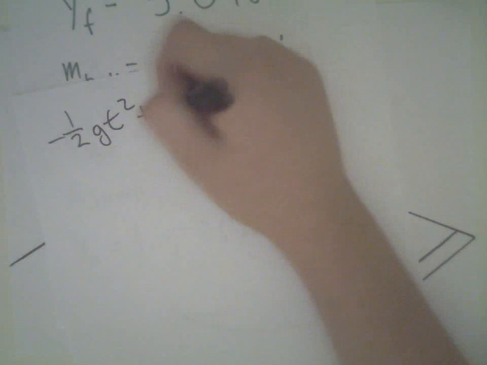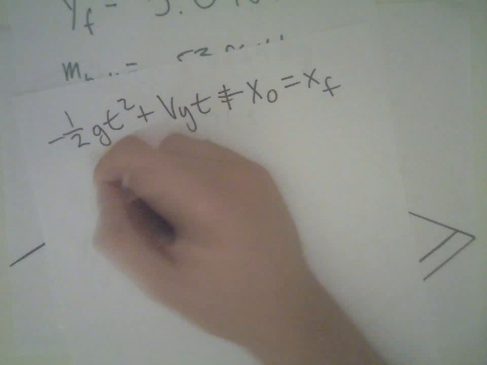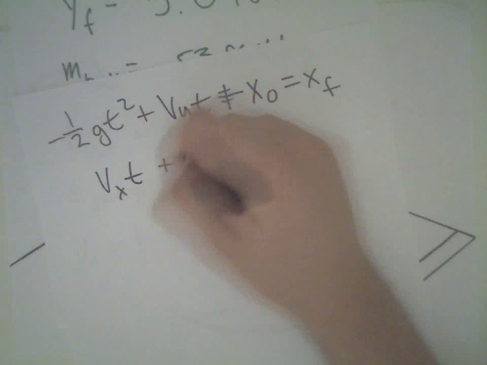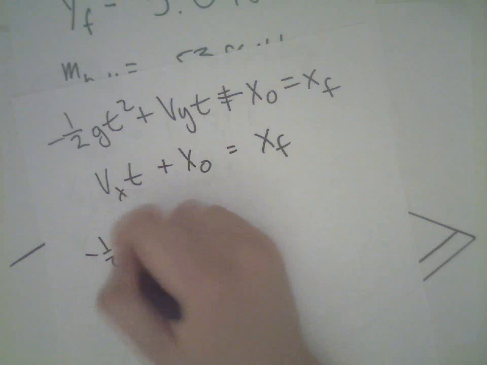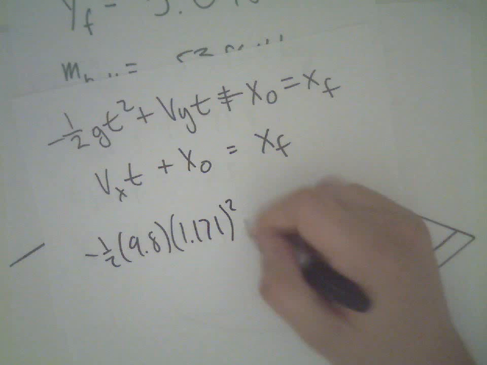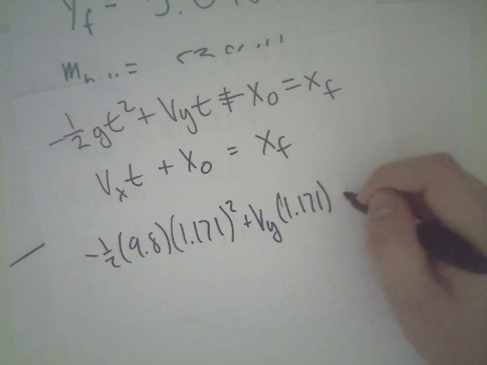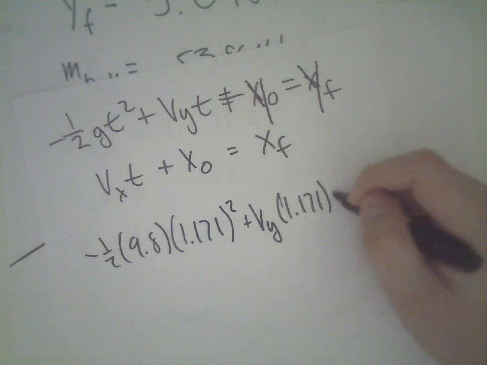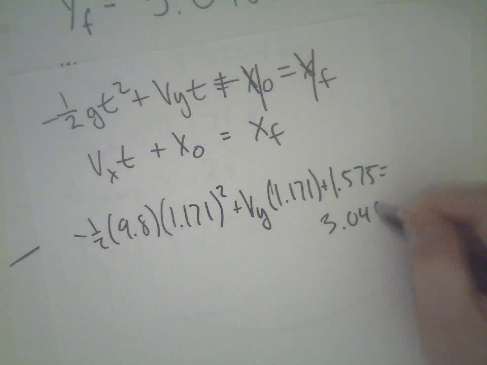So, we have two different models. We have a constant acceleration model in the y direction, and we also have a constant velocity model in the x direction. Now I'm just going to go ahead and plug in some variables. We know that g is 9.8 meters per second squared due to us being on Earth. We said that the time was 1.171 seconds for the ball to travel in the air. We do not know the velocity in the y direction, but we know that the time is 1.171 seconds. And we know that the shot was made initially from a height of 1.575, and it was made at 3.048 meters.